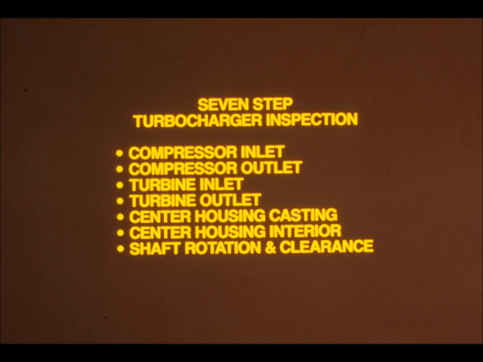The 7 visual inspections are the compressor housing inlet, compressor housing outlet, turbine housing inlet, turbine housing outlet, center housing casting and connecting joints, center housing interior, shaft rotation and clearance. This brief, comprehensive inspection will provide direction in determining the failure modes and repairing any problems.